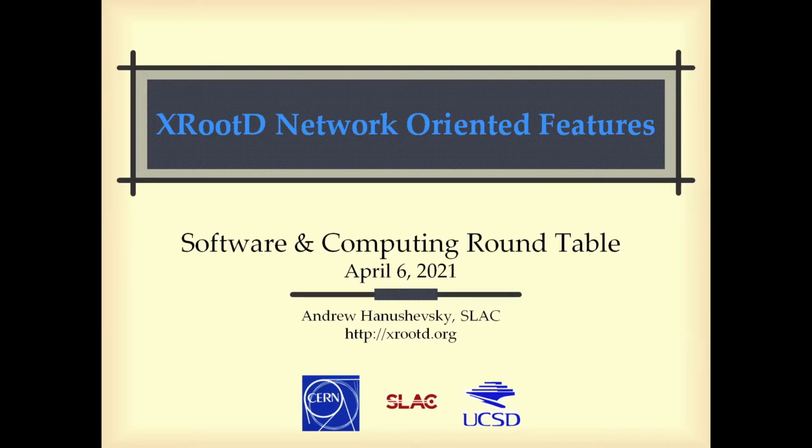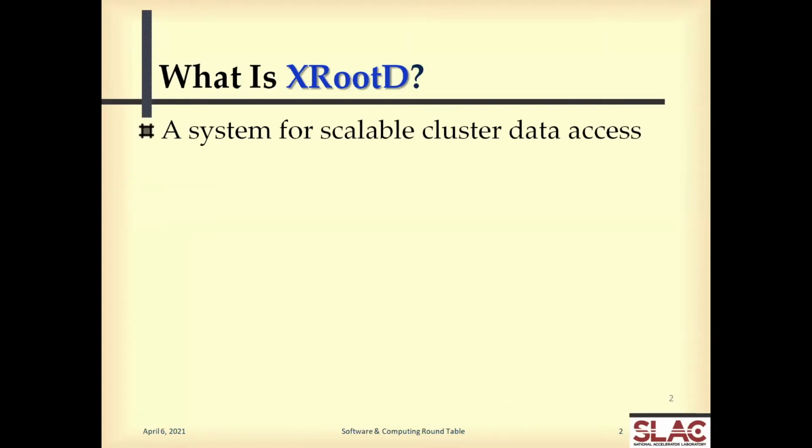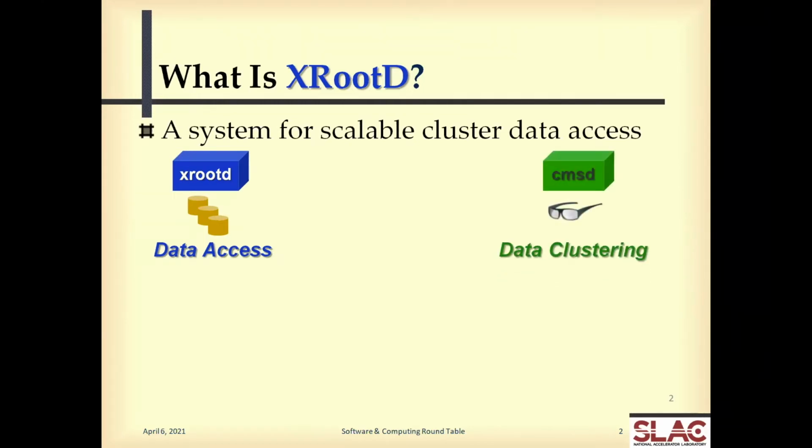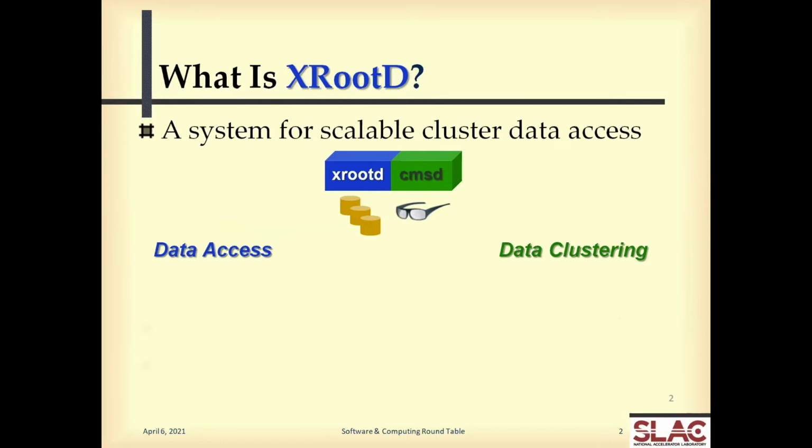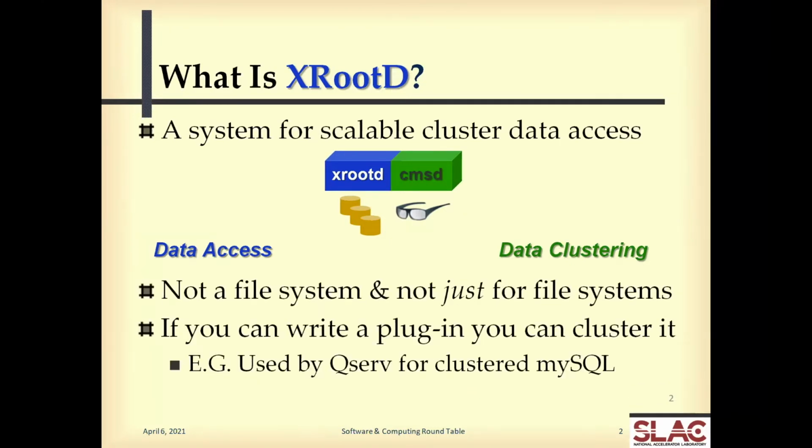So let's get started here. First, just a reminder, what is XRootD? I just want people to focus that it's a system for scalable cluster data access. It always comes together with an XRootD daemon, which provides the data access, along with a CMSD daemon, which does the data clustering. We just marry them together to provide the whole complete system. You can run XRootD without the CMSD if you don't need clustering, but many people do use the CMSD for network scalability. So XRootD is really not a file system, and it's not just for file systems.